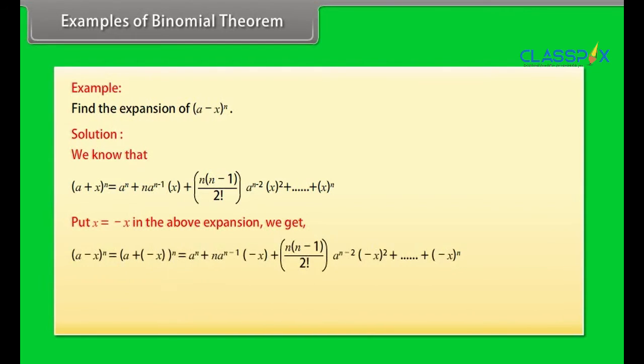We get aⁿ − n into a^(n−1) into x + n(n − 1)/2! into a^(n−2) into x² and so on up to (−1)ⁿ into xⁿ.